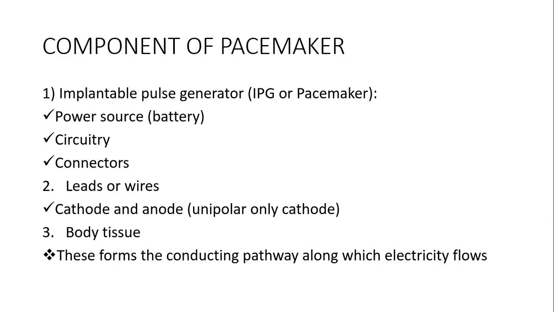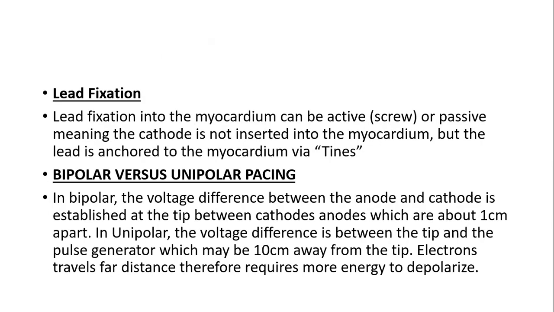So the third component is the body tissue. And these three form the conducting pathway along which the electricity flows. They have fixators on the tip of these wires that help anchor the wires to the cardiac myocyte or the myocardium. The connectors can be active, that is a screw at the tip, or passive when we have a tine attached to the tip. This tine is just like a hook. You throw the wire into the heart, and then the tine, as the hook, will hook on the myocardium and stabilize the wire there.